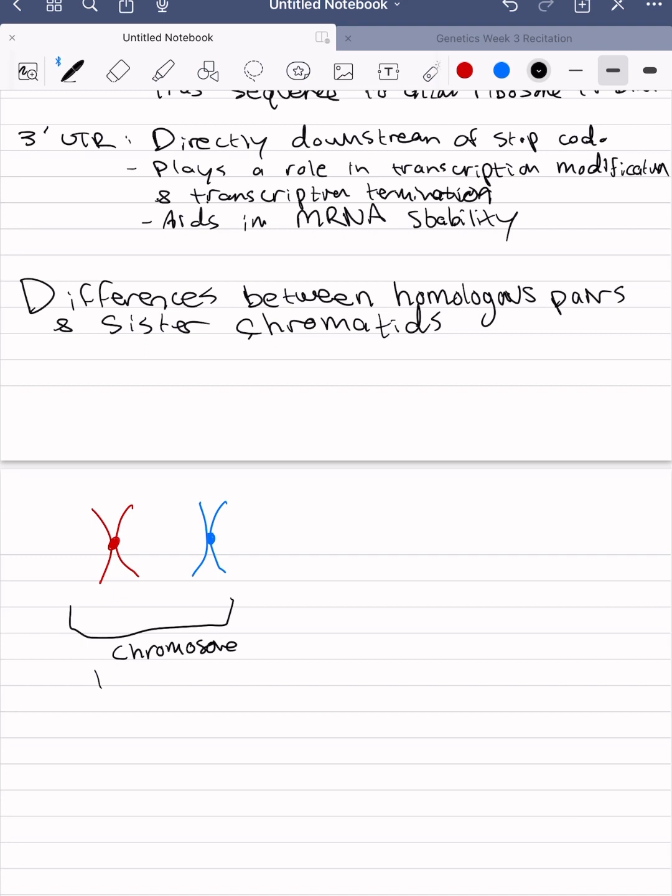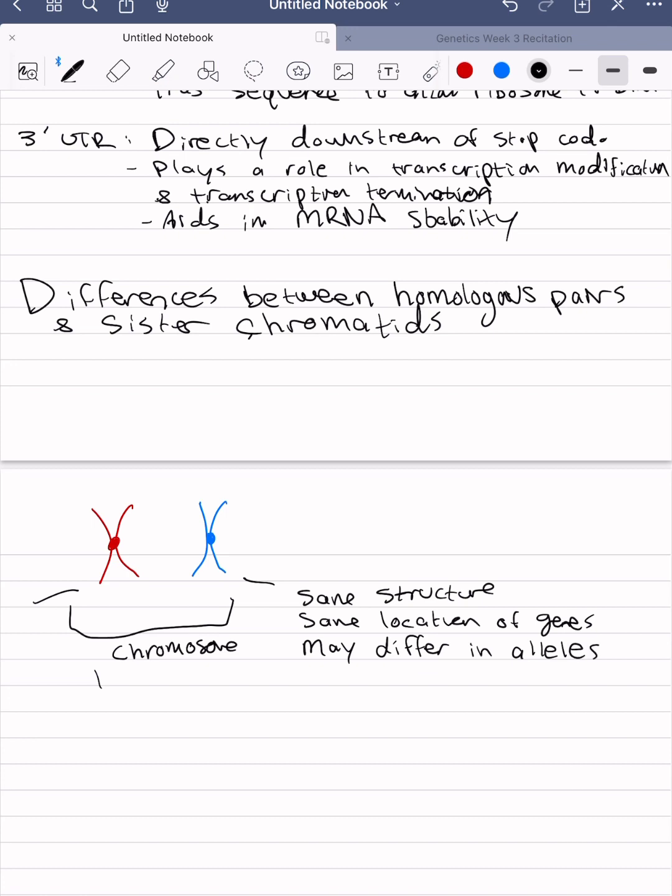So this chromosome and this chromosome right here have the same structure and the same location for genes, but they differ in the allele sequences, or they may differ. One of them is maternal and the other is paternal. Let's say this one right here is the maternal, and this one right here is the paternal.